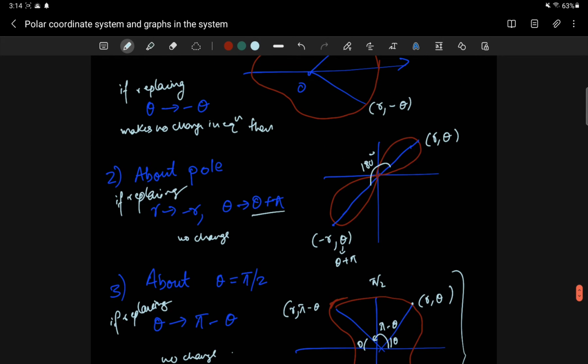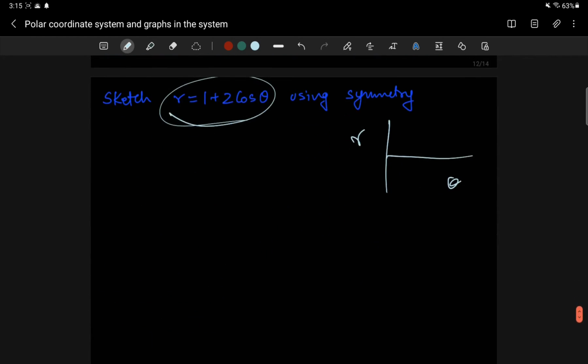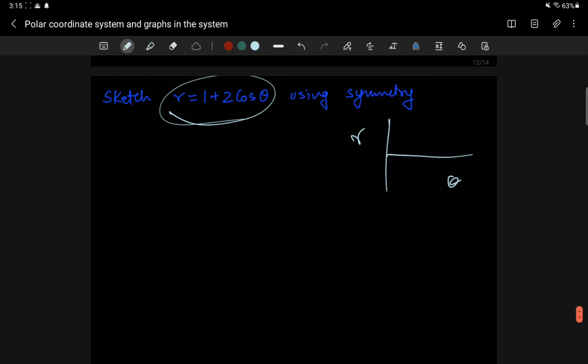The most common one that we use is the first one, which is replacing theta by negative theta. So let's look at an example of how that can be done. Sketch this using symmetry. First of all, observe if I replace theta by negative theta, this becomes 1 plus 2 cosine negative theta, which is back to being cosine theta, and that's because in quadrant 1 and quadrant 4 cosine is positive, so that takes the same value.